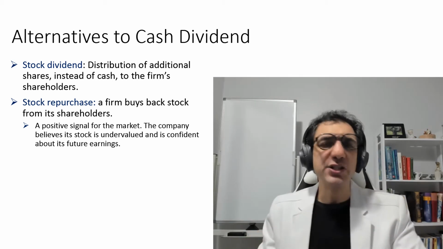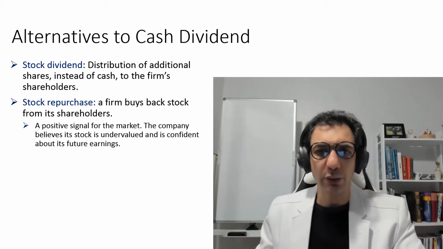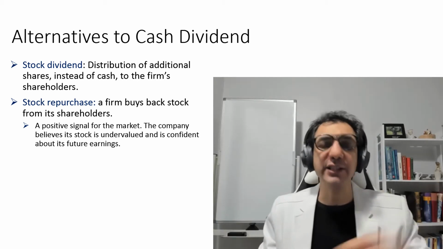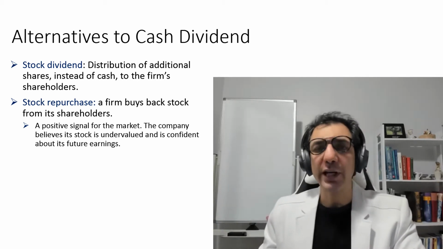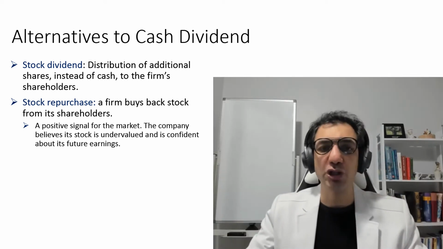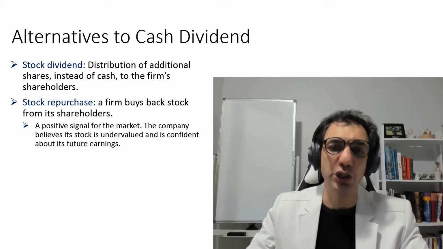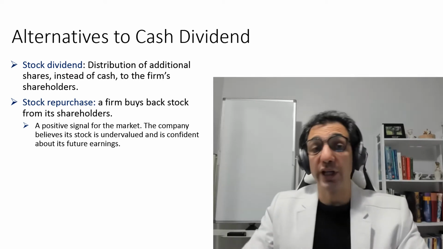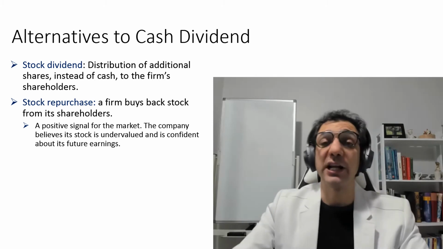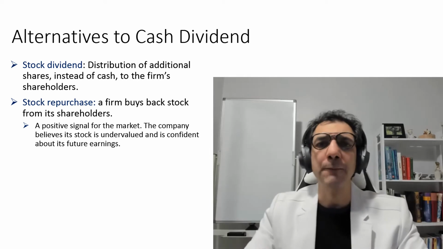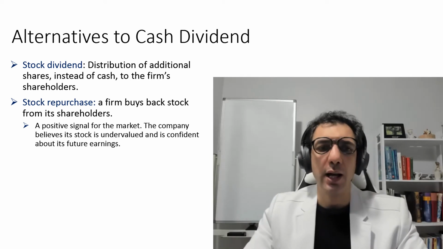Paying cash dividends is not the only way companies can pay cash to their shareholders. There are some alternatives to the cash dividend. For example, the company can go with a stock dividend. Instead of paying cash to its shareholders, the company is distributing additional shares instead of cash to the firm's shareholders. And for sure, the consequence on the stock price, the market value, and the financial statement items will be different. We'll talk about that in the next few slides.